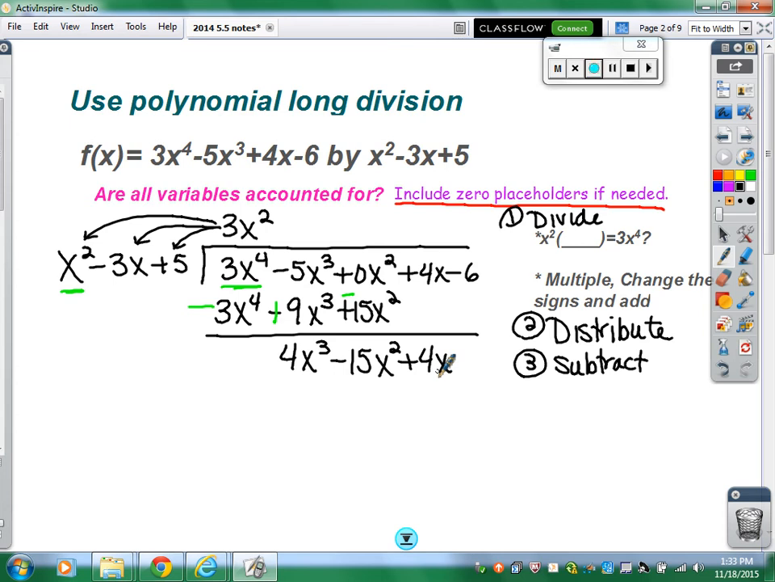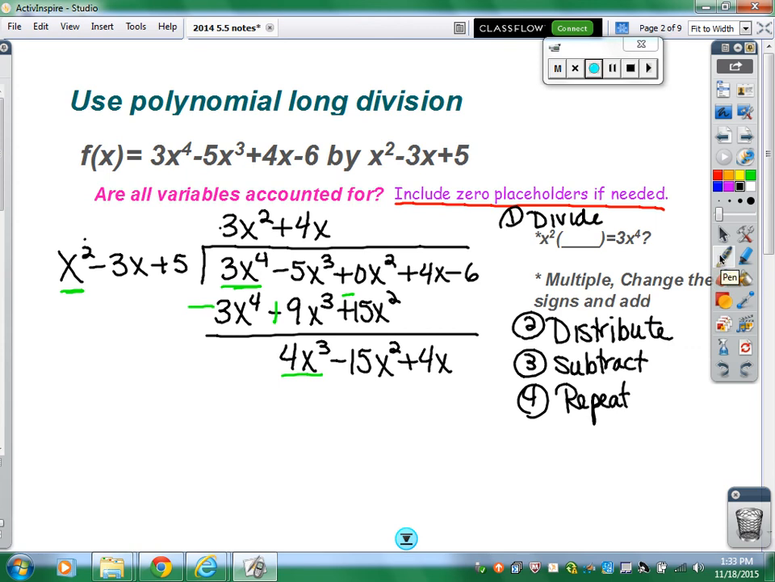Okay, so now let's do the same thing again. We're going to look at x squared into 4x to the third. So that means I'm going to need 4x, so plus 4x. All right, I'm just going to repeat. So step number 4 is going to repeat until we run out of terms. Repeat as needed. So I'm going to do the exact same thing again, but this time I'm distributing the 4x on each one of these divisor terms.